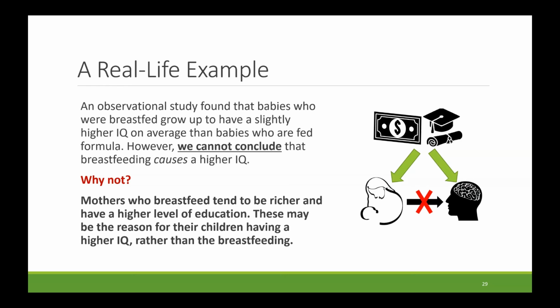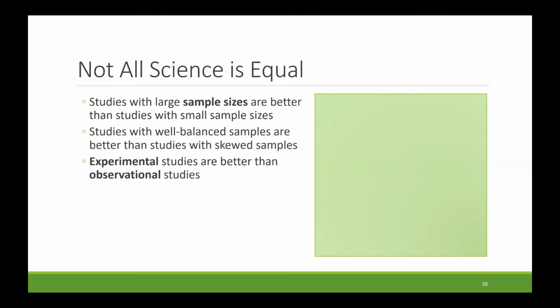But as you can imagine, this would be very unethical because how people choose to take care of their babies is a very personal choice. And people simply cannot be forced to give formula or to breastfeed. So in situations like these, this is why we have observational studies, because it would not be ethical to perform an experiment, even though it might lead to a stronger conclusion. So experimental studies lead to stronger conclusions than observational studies, but they aren't always possible.